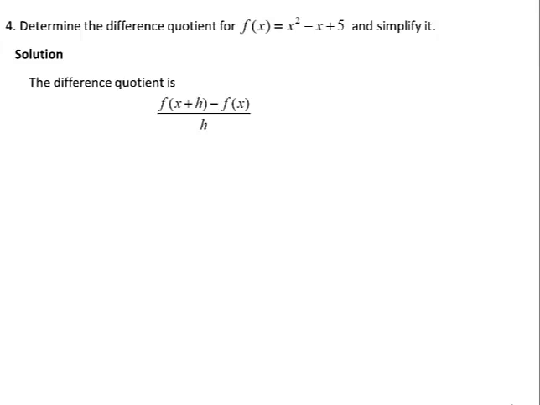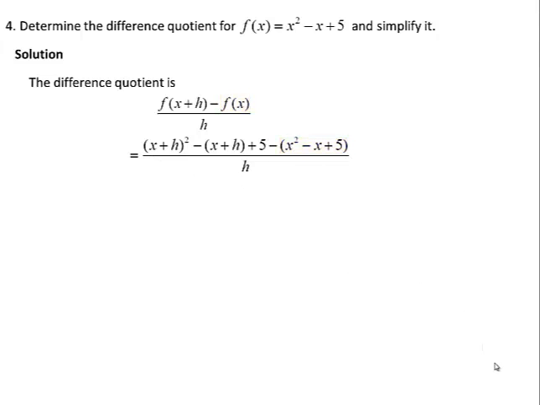Folks, remember, to evaluate f of x plus h, you will be putting x plus h into the function for every occurrence of x. So f of x plus h is x plus h squared minus x plus h plus 5. That's x plus h going in for every occurrence of x. Then minus f of x. So there's f of x. So minus f of x. And then again, all of that's over h.